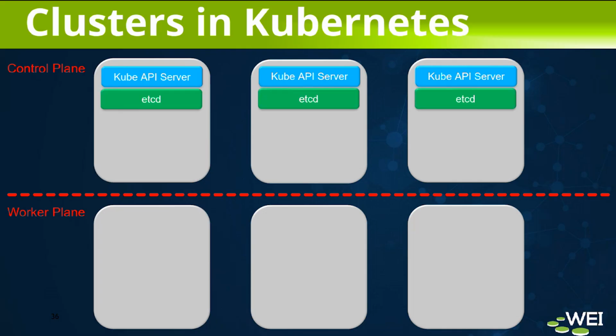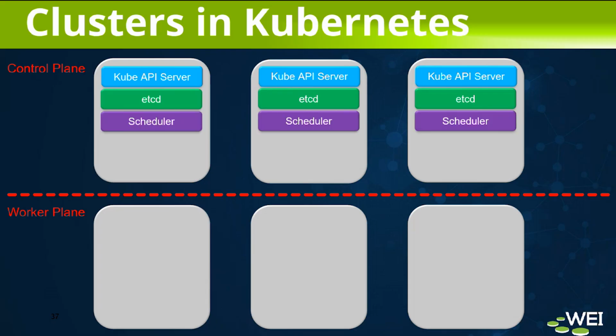The second component is the etcd server. This controls and manages the cluster's etcd file. Now, the etcd file is the configuration file for the cluster, or the source of truth for how the cluster should look.